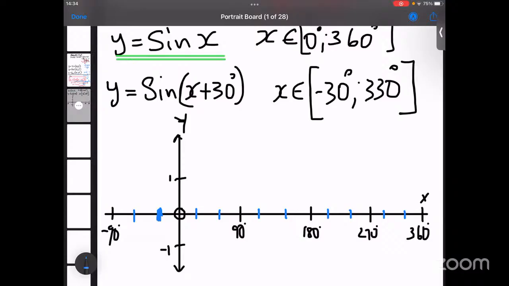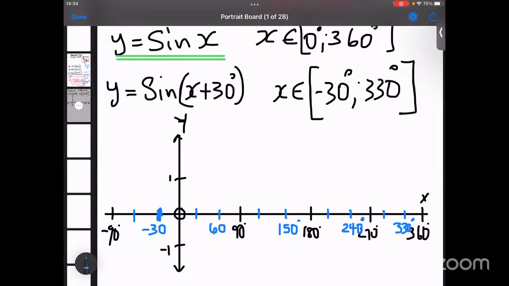So now let's see. Since it has shifted, it will start at negative 30. Then to get your next critical point from negative 30, you just add that 90. It takes you to positive 60. That is your next critical point. You add 90 again, you get to 150. That is your next critical point. You add it again, you get to your next critical point. You get to 330, that is your next critical point.